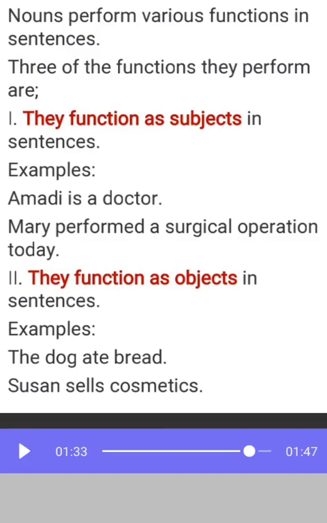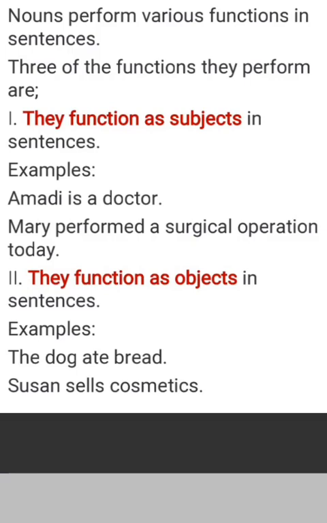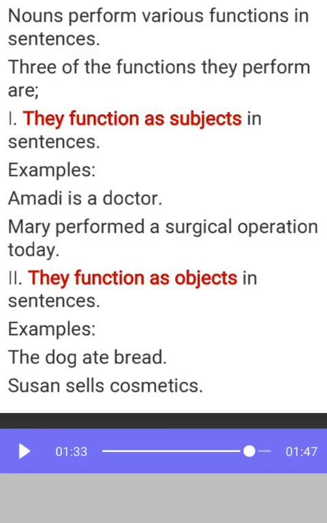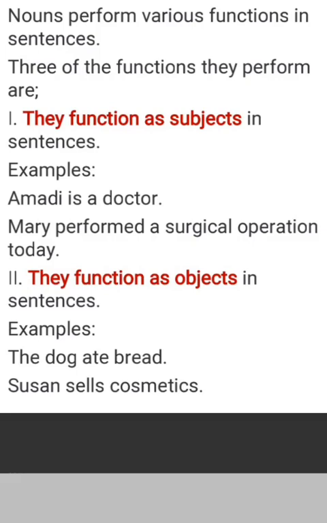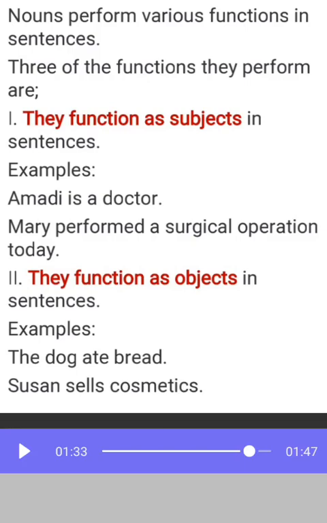Then, Susan sells cosmetics. You can see that cosmetics is receiving the action, that is, sell. Yes, it's acting as object in the sentence. And it's a noun, a name representing materials we use on our body. And so Susan sells cosmetics, and the cosmetics is receiving the action, which is sell, and is an object in the sentence. In summary again, nouns function as objects in sentences, and so we want to take note of that.